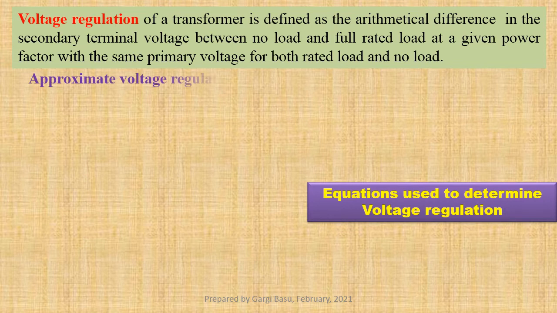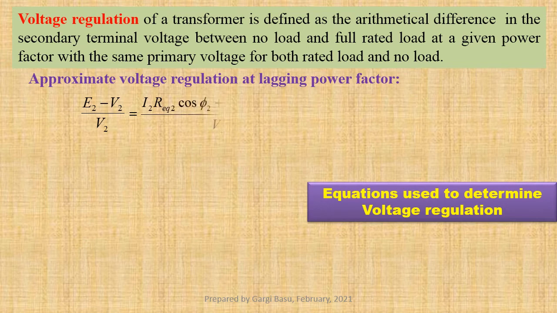Approximate voltage regulation at lagging power factor: (E2 minus V2) divided by V2 equals I2 Req2 cos phi 2 plus I2 Xeq2 sin phi 2, divided by V2, or R per unit cos phi 2 plus X per unit sin phi 2.